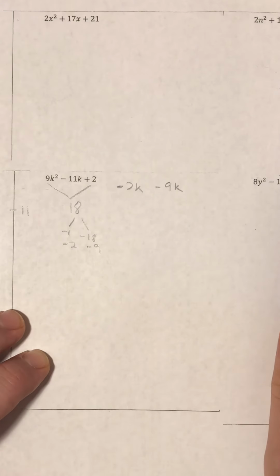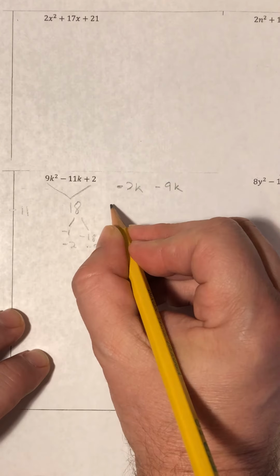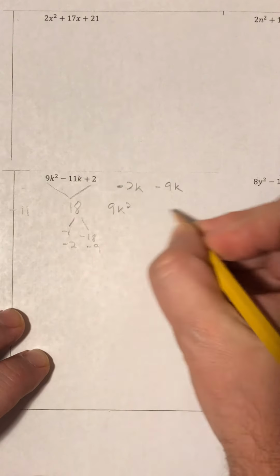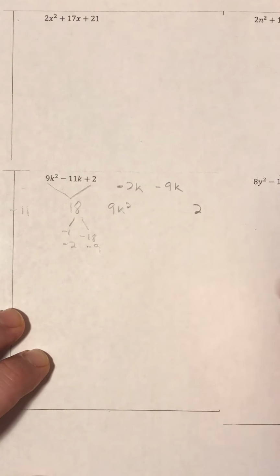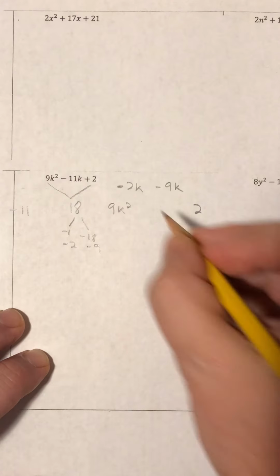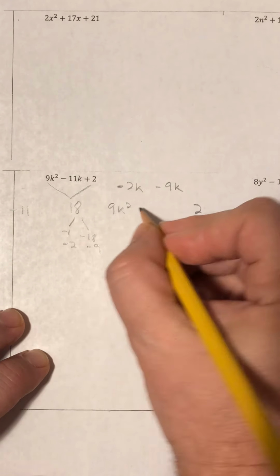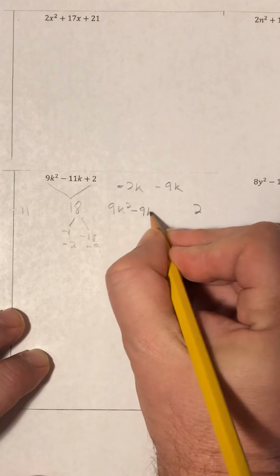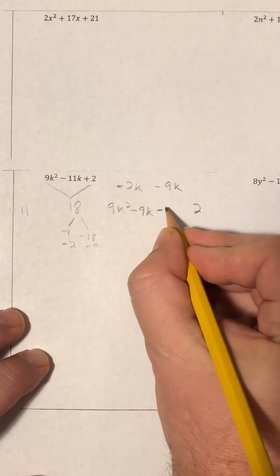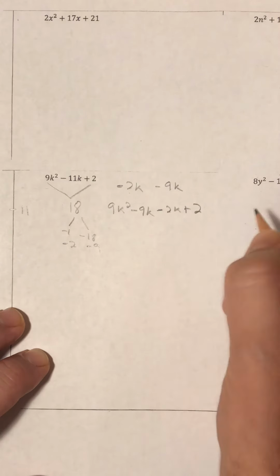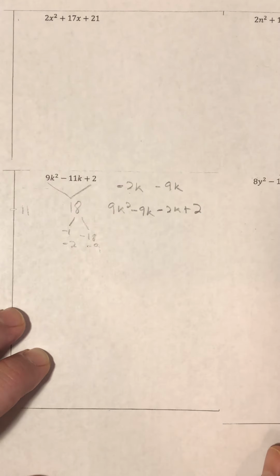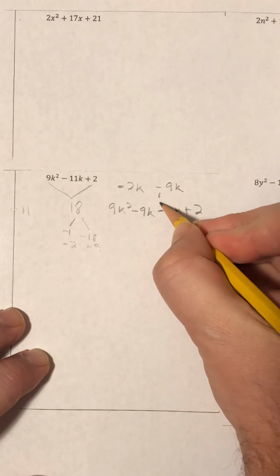All right? So now we're going to try to group them with either the a or c term, depending on where our common factors are. So we've got 9k squared over here, and we've got a 2 over here. Well, this one looks pretty easy. I've got a minus 9k. That's going to go well with my 9k squared. And I've got a minus 2k. That's going to go well with my positive 2 over there. Right? So now I'm going to go ahead and split it down the middle.